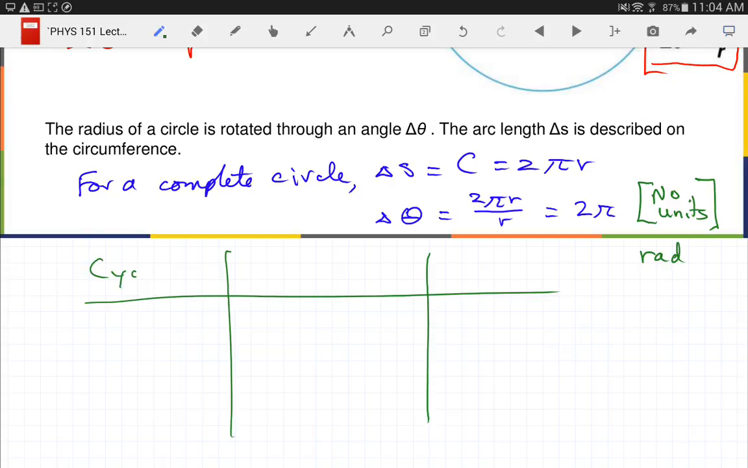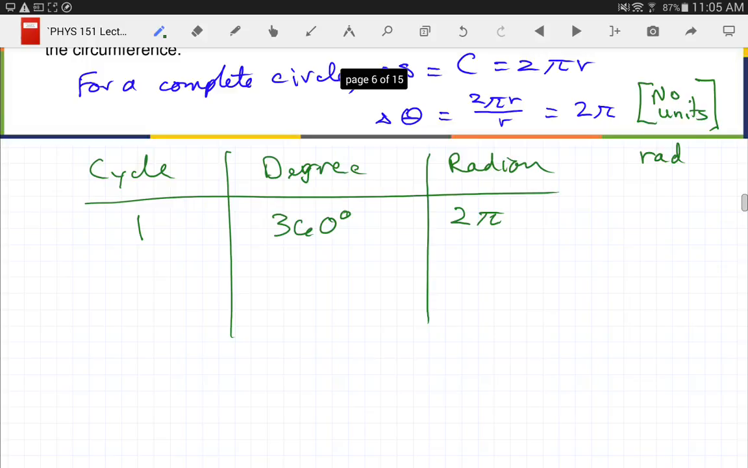Let's do cycle, degree, and radian. So in one cycle, how many degrees are there? 360 degrees. And how many radians? 2 pi. So all of those have to be equal, so your conversion factors would be something like 360 degrees per 2 pi. Or if you want to go the other way. And so you can convert back and forth just using that relationship.